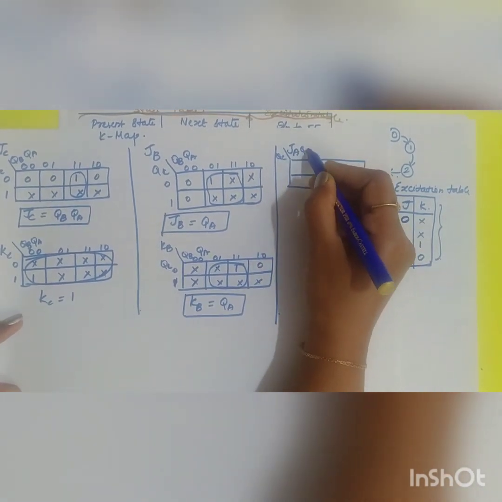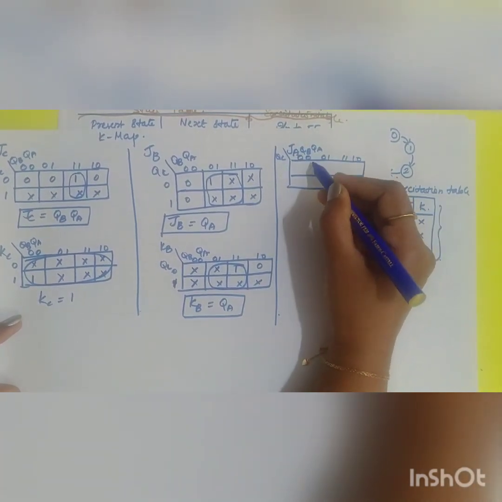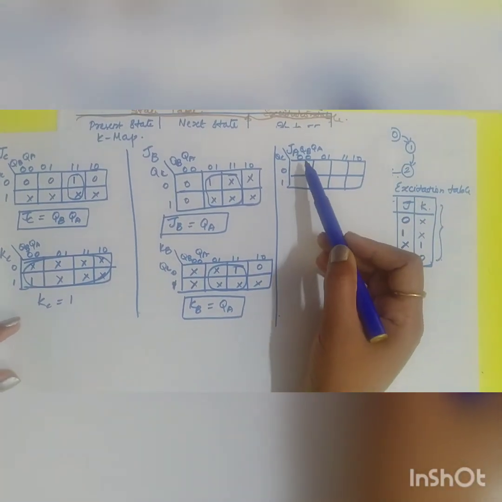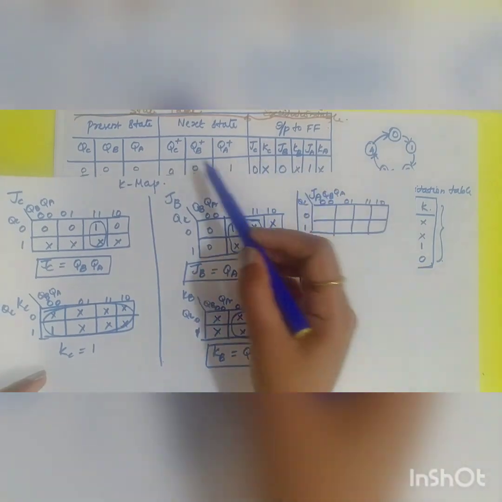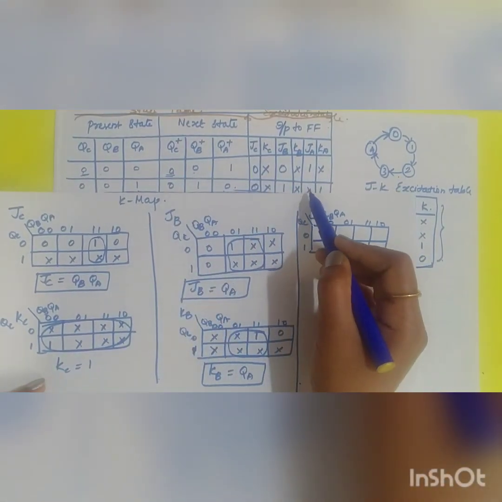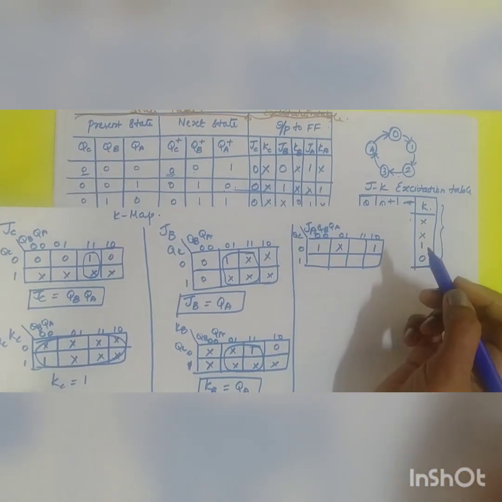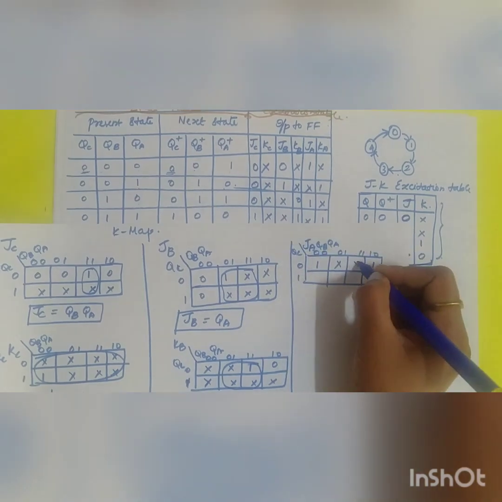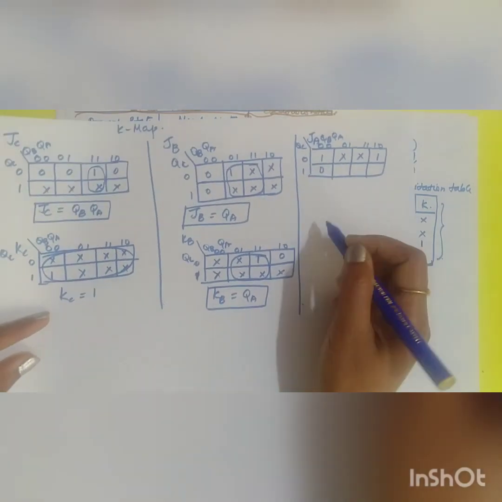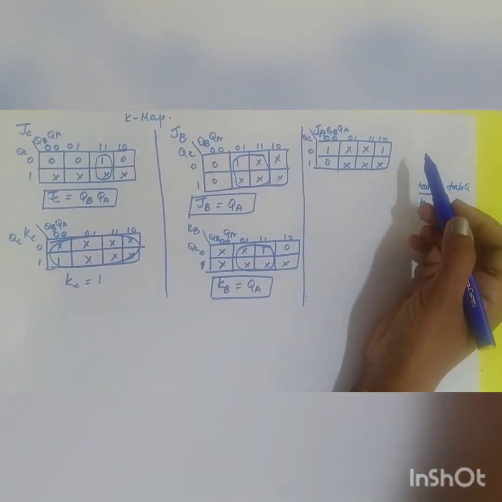QC, QB, QA. 00, 01, 11, 10, 01. So in the case of JA, what is your value? 000, JA is equal to 1. 001, your JA is equal to X. 010, JA is equal to 1. 011, your JA is equal to X. 100, your JA is equal to 0. All others don't care. Okay. So this is how you have got your JA.